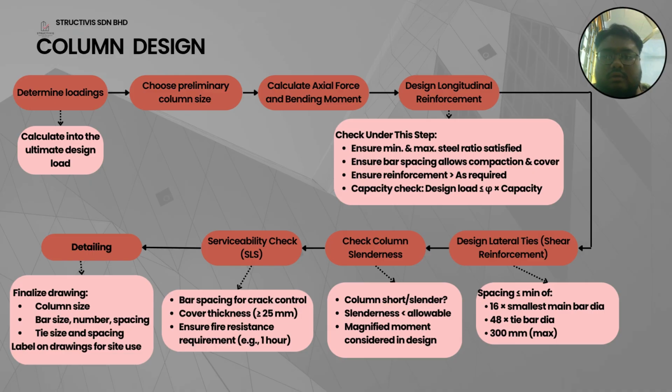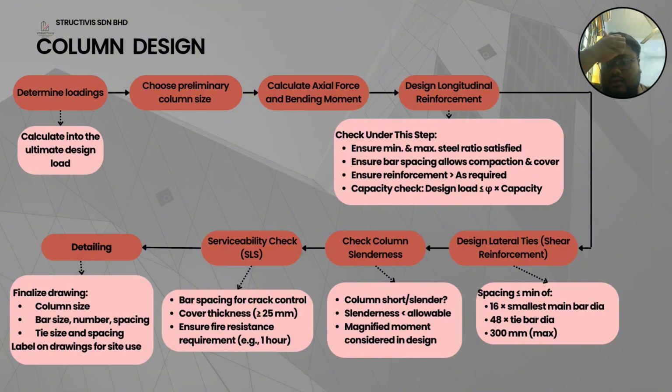I will talk about the column design. The column design starts with determining the load acting on the column, where we find the dead load and live load. After that, we apply the load combination, which is the ultimate design load 1.35 GK plus 1.5 QK. After that, we choose the preliminary column size based on architectural layout and estimated load. We must consider slenderness and space constraints. Next is to calculate axial load and moment, if any, by using software estimate or manual analysis. We need to consider uniaxial or biaxial bending if applicable.